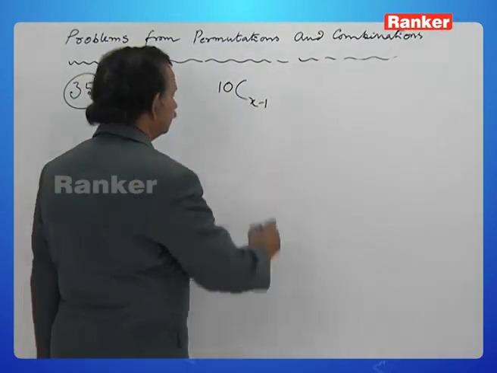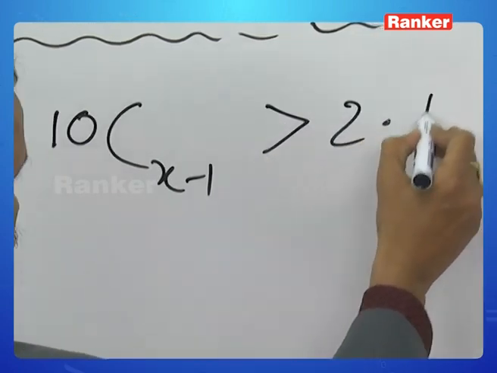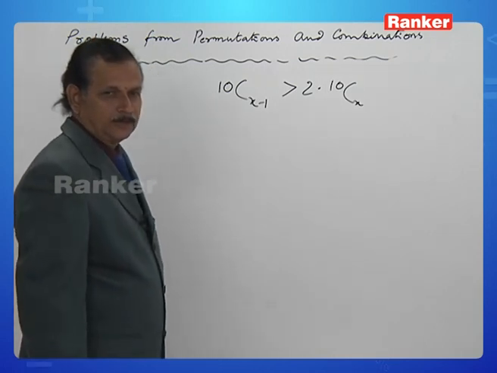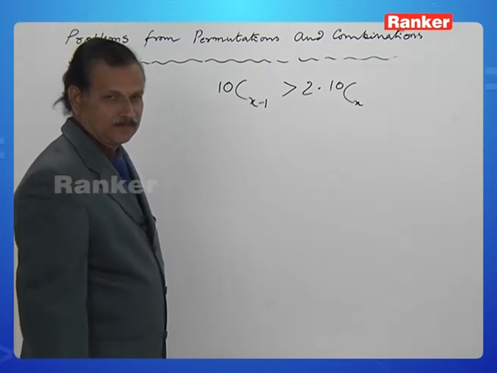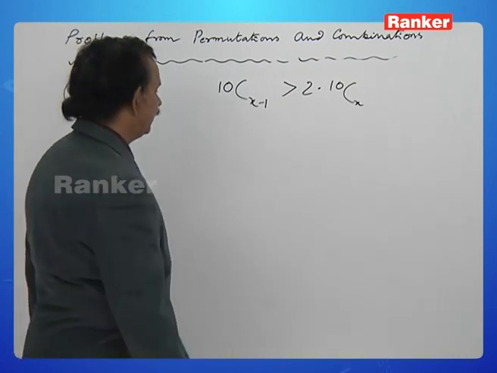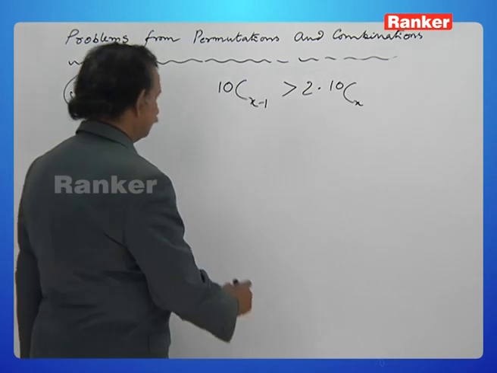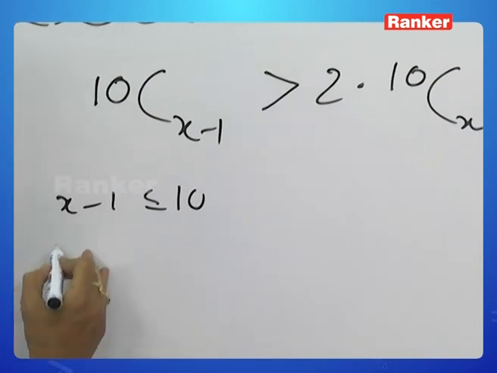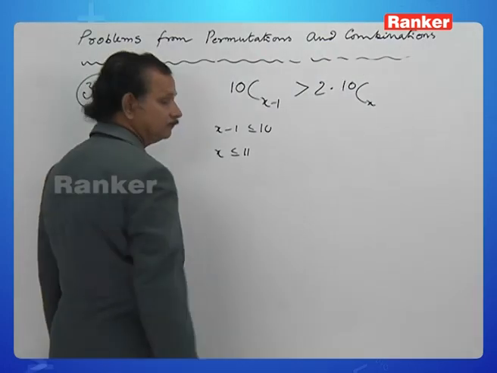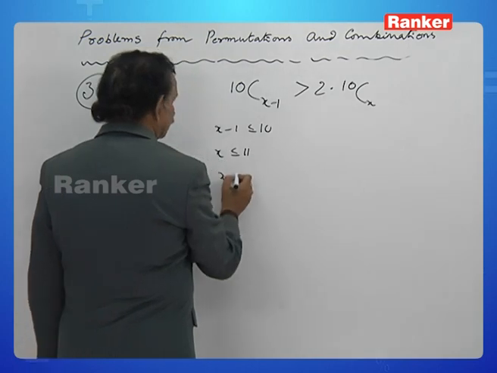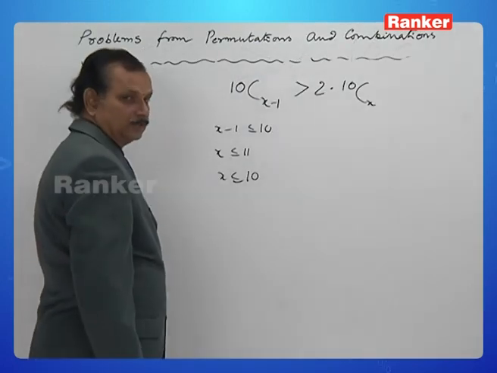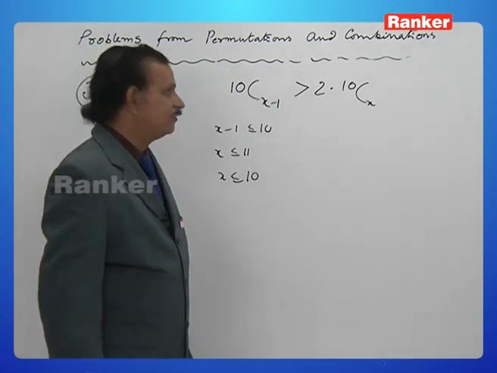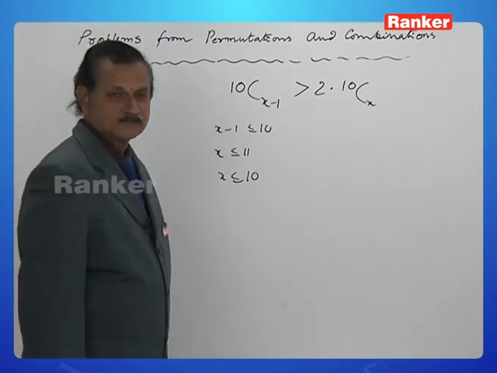10Cx minus 1 is greater than 2 into 10Cx. x is of course supposed to be positive. Here, two things you have to observe. Number one, x minus 1 is less than or equal to 10. Observing this, therefore x is less than or equal to 11. One more, x is less than or equal to 10 also. These are the things that you can read immediately by looking at those coefficients 10Cx minus 1 and 10Cx.